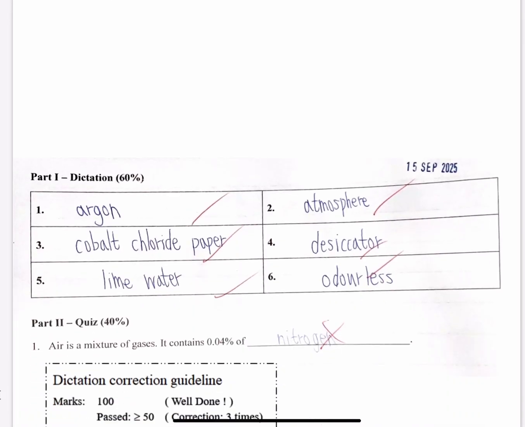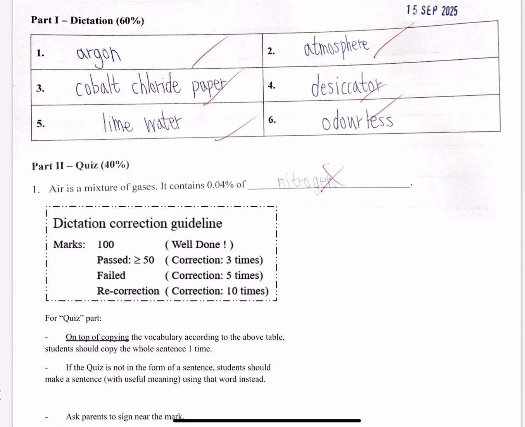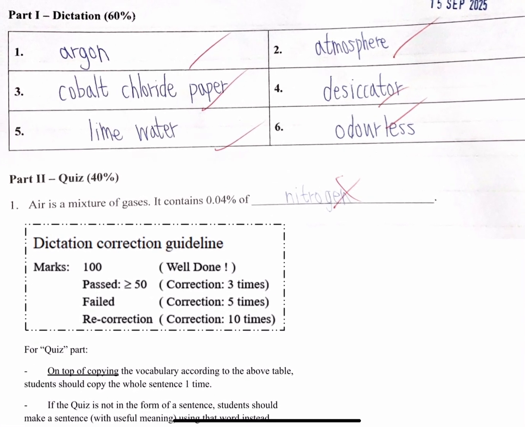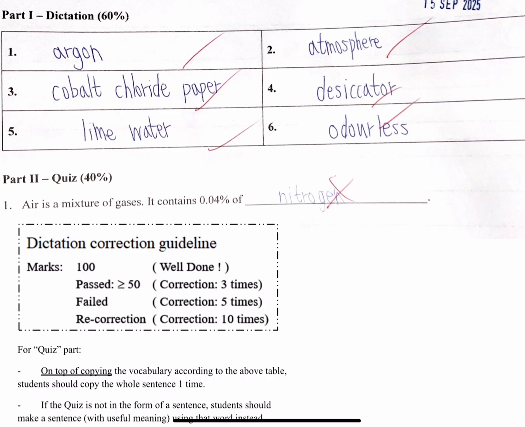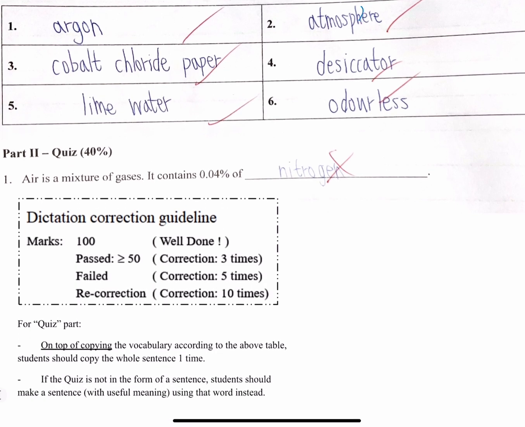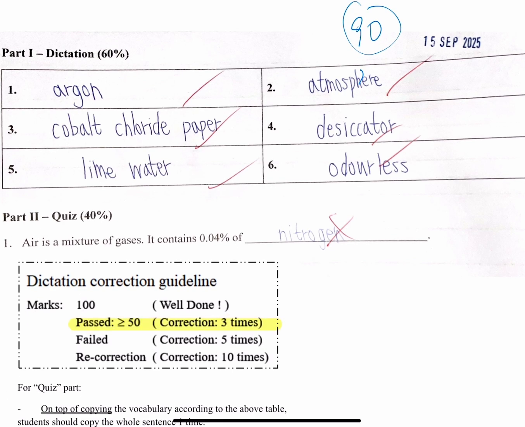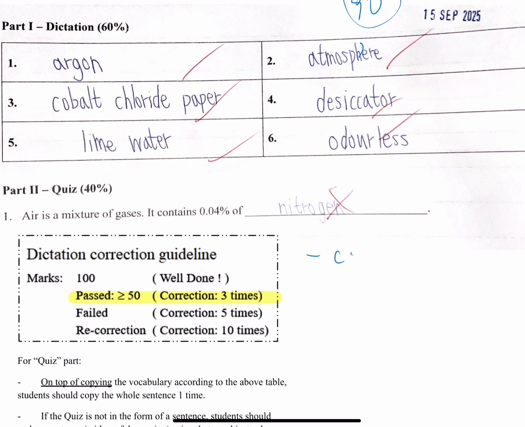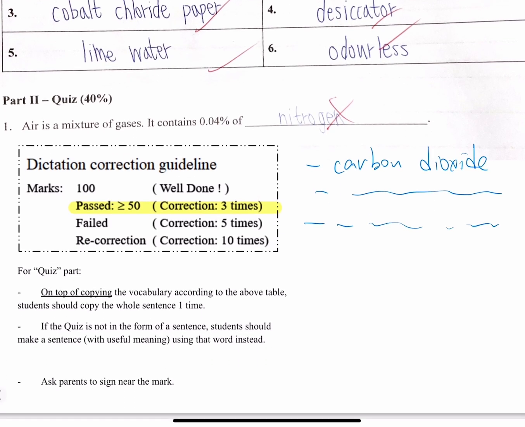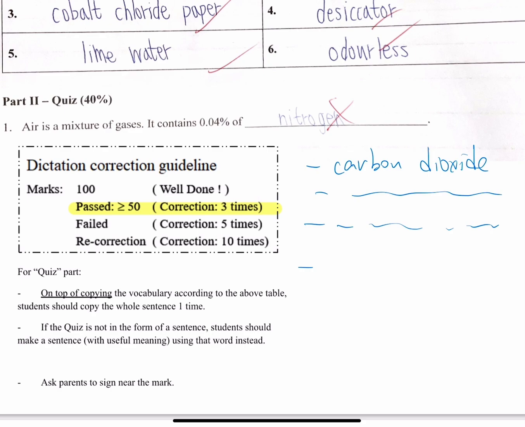Another example. So here I got the dictation words correct, but one of the fill in the blanks is wrong. Okay, so still I got 90 marks. So I will have to do the correction for 3 times. And this time, besides copying the word for 3 times, okay, carbon dioxide, and carbon dioxide, we also need to copy the sentence 1 time.